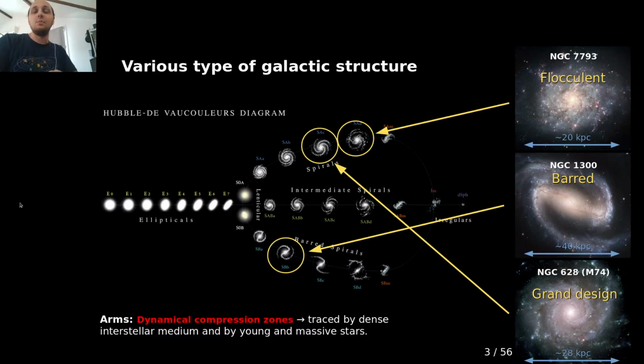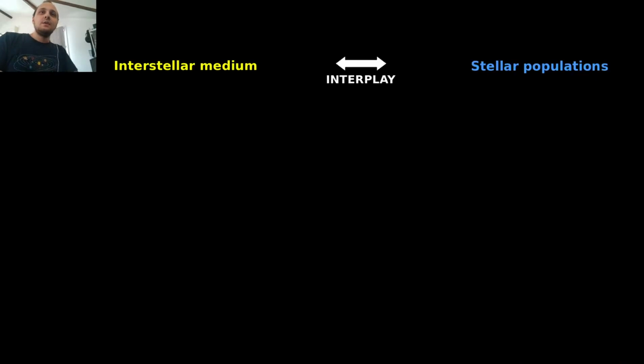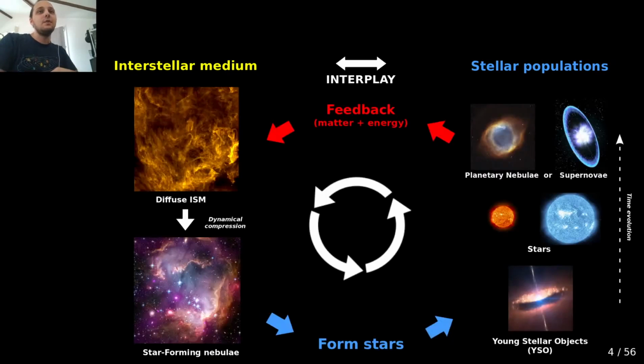And we can oppose 2 main views for galaxy structures: a more grand design view, which corresponds to well-defined and narrow spiral arm structures, and a more flocculent view where we have bridges and gaps between those arms. Since we want to study mainly the structure of the Milky Way by looking at these arms, I want to highlight that there is a strong interplay between the interstellar medium and stellar populations inside galaxies, and especially inside the Milky Way. And it takes the form of a cycle.